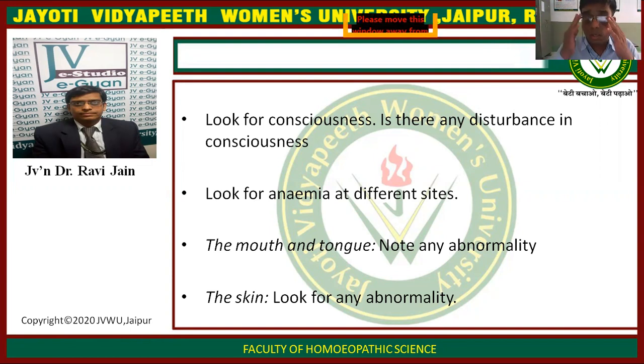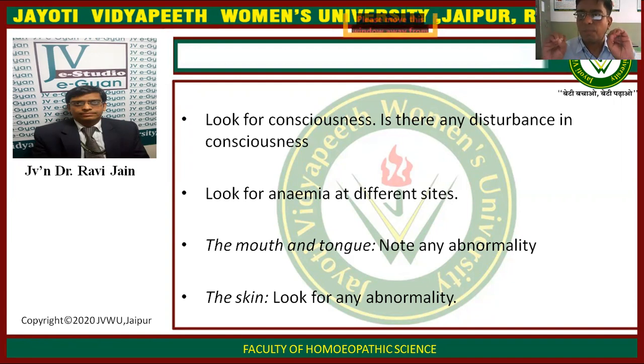Then look at the eyes, ears, nose, mouth, neck, and so on, the whole of the body, examining all the different things one by one. In the eyes, we have to look for icterus and anemia. These two things have to be looked for. Anemia can be checked by looking in the eyes, at the tongue, and in the nails.